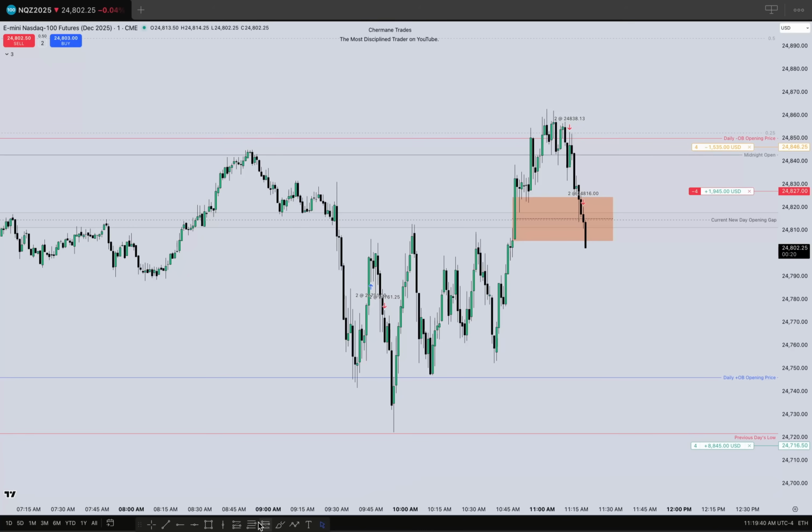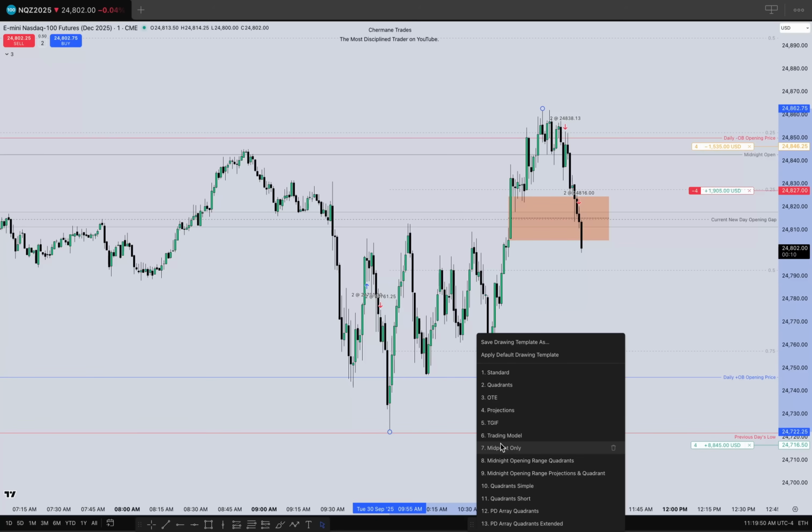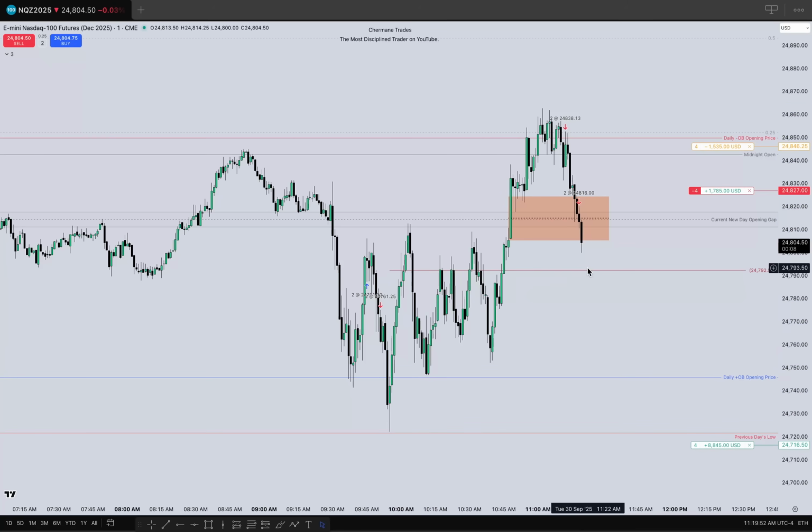And the easiest way to manage partials is to just take the dealing range from that low up to the high, get the midpoint. So equilibrium is here. You could take any partial beneath that price level. You have a fair value gap here. You have sell side inefficiency.